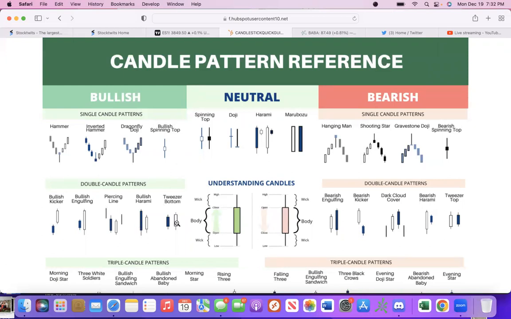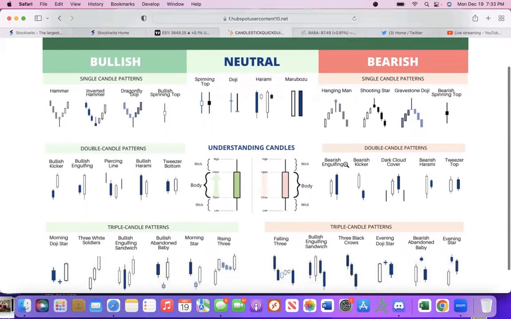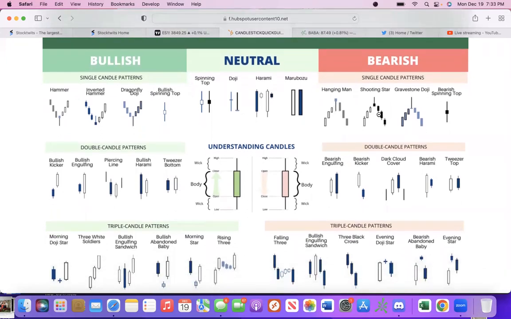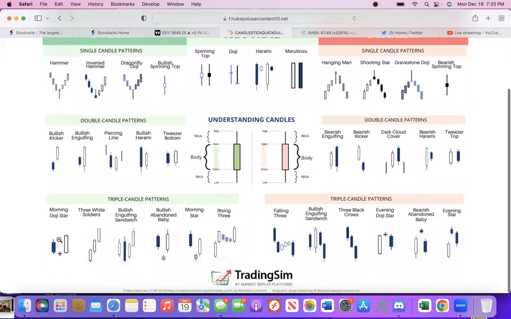What we play a lot, and what you guys have noticed we play a lot, is bullish haramis, tweezer bottoms, these spinning tops, inverted hammers, dragonflies. The hanging man is one of our favorites. Shooting star, gravestone, bearish spinning top, and then these two. Oh, sorry, and the morning doji star, and the morning star, and the evening doji star, and the evening star. I know I just named about half of the candles on here, but those are the ones we focus on a lot.